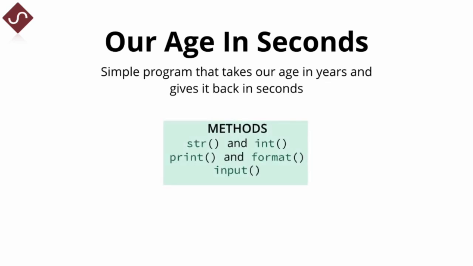Such methods are going to be the str method, used to convert a number to a string, and the int method, which does the opposite and converts a string to a number. The print and format methods, which are used to work with strings and print them out to the user so the user can see them, and the input method, which is used to get something back from the user, ask them a question. We're also going to be looking at some flow in the if, elif, and else keywords. And these are used to tell the program to do something or something else if a certain condition is met.